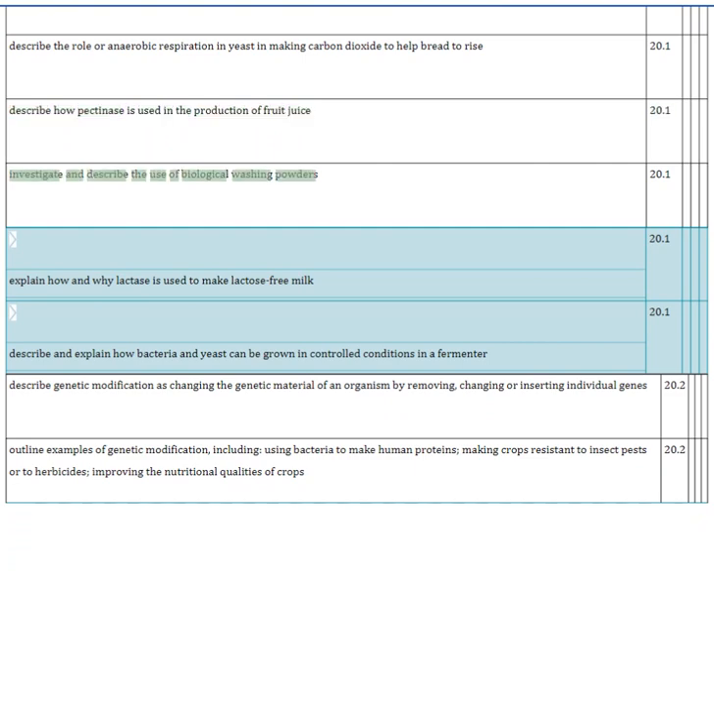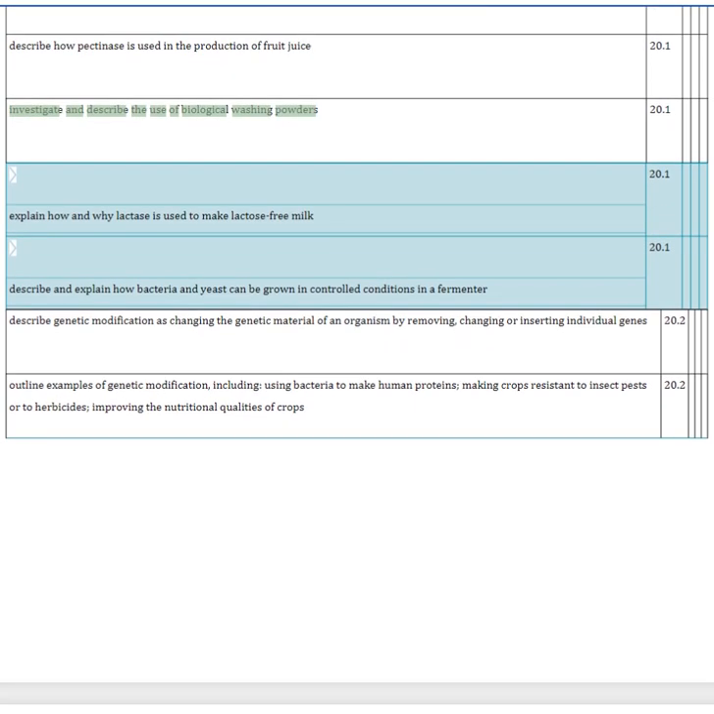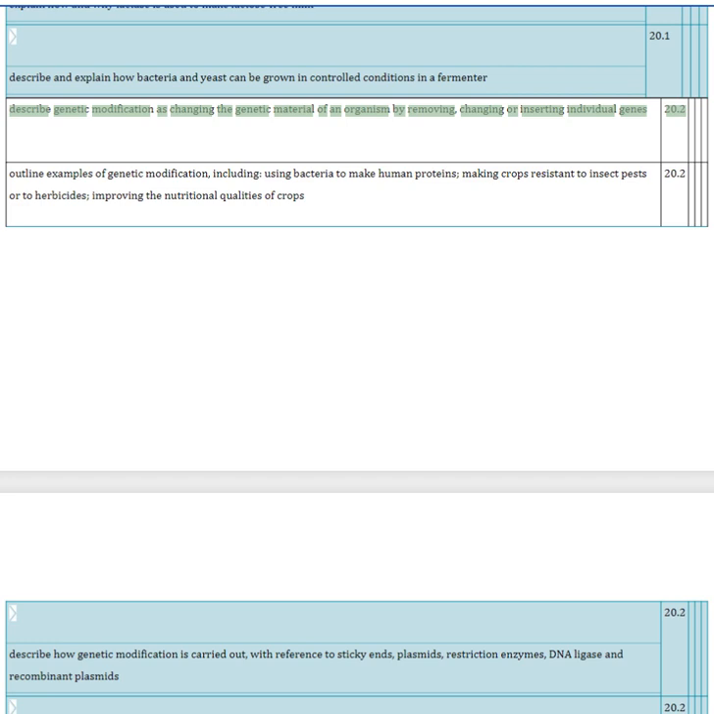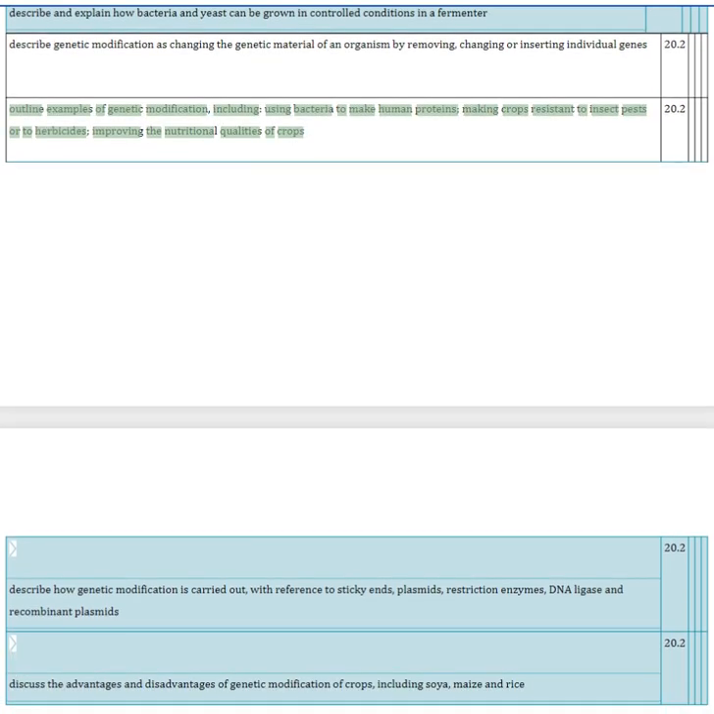20.1. Investigate and describe the use of biological washing powders. 20.1. Describe genetic modification as changing the genetic material of an organism by removing, changing or inserting individual genes. 20.2. Outline examples of genetic modification, including using bacteria to make human proteins, making crops resistant to insect pests or to herbicides, improving the nutritional qualities of crops.